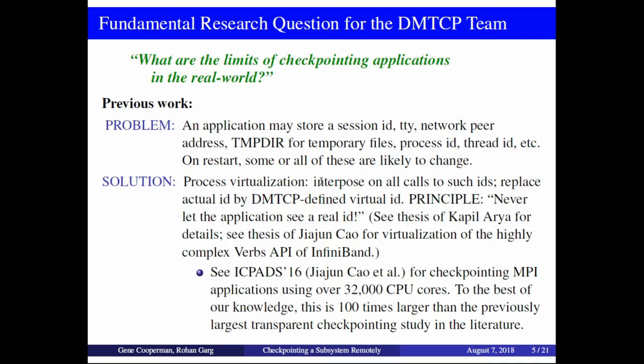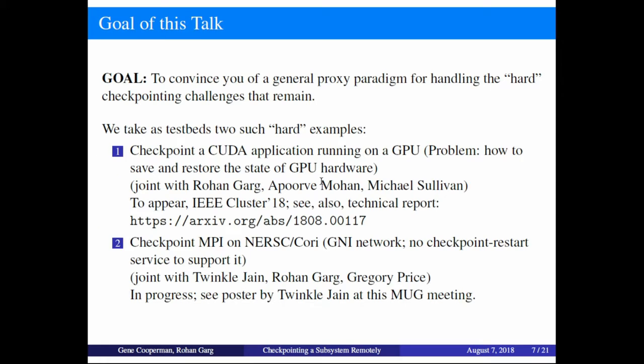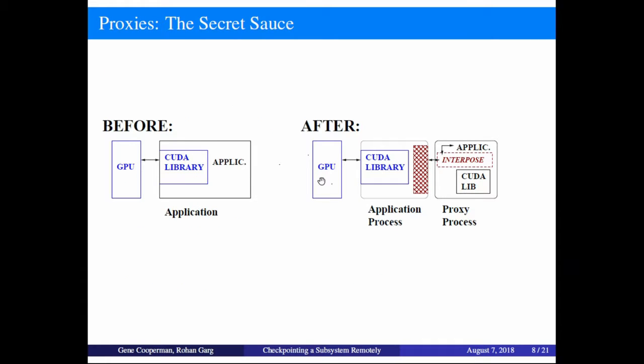So we said that we want to look at what the limitations are in the real world. The next limitation we want to look at is, let's take two examples that were considered hard. One would be checkpointing CUDA, or GPUs in general. The other one would be, in the case of NERSC, they asked us to checkpoint Cray MPI over the GNI network. There was no way we wanted to extend our work to support the complex API of the GNI network. That would be a lot of work. So let's look at what we did.